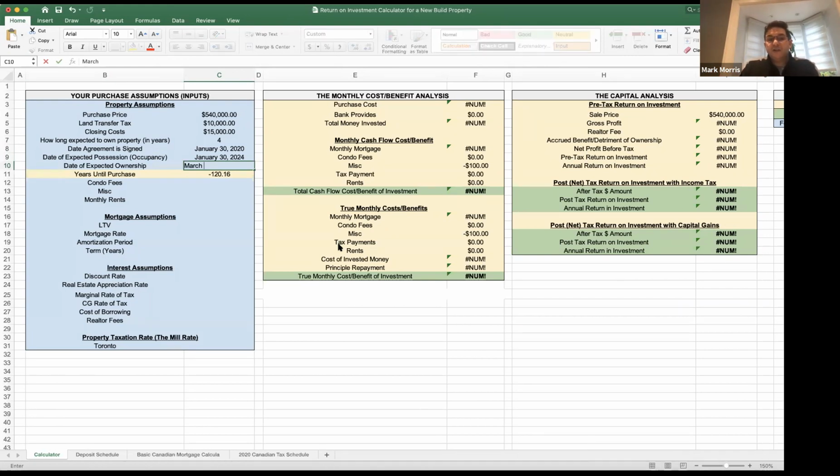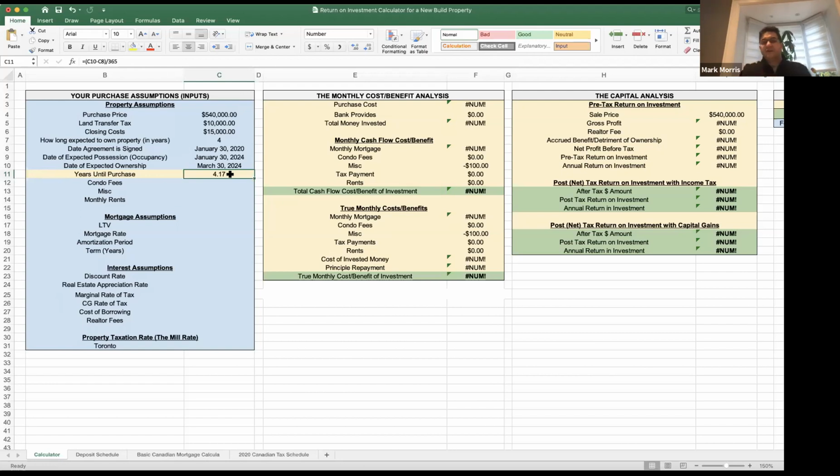Our years until purchase are going to be 4.17, which makes sense, right? We're signing our agreement on January 30th, 2020, and we are taking ownership on March 30th, 2024, 4.17 years. You'll note that this filled in automatically. That's the beauty of spreadsheets like this. Spreadsheets like this, you'll see the blue means that you are inputting stuff. The yellow or the green means that you don't need to touch it. It will fill out automatically as you go through this process. And that's a really critical thing to understand.